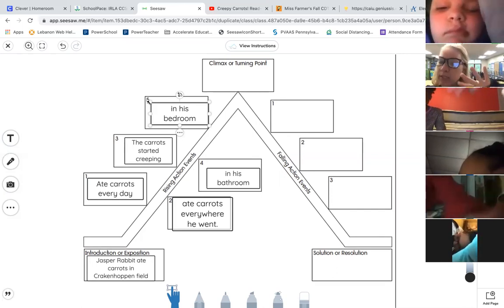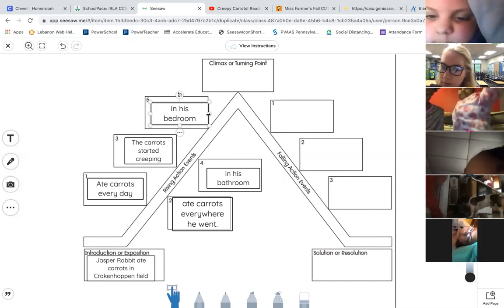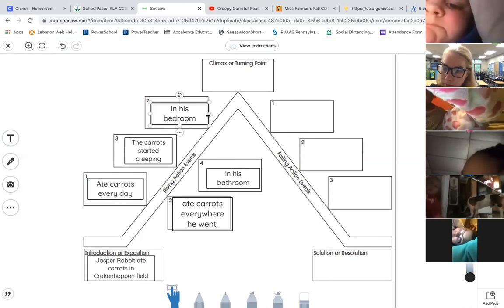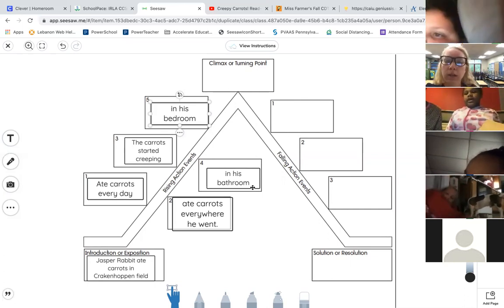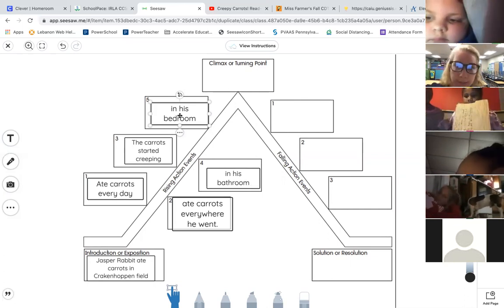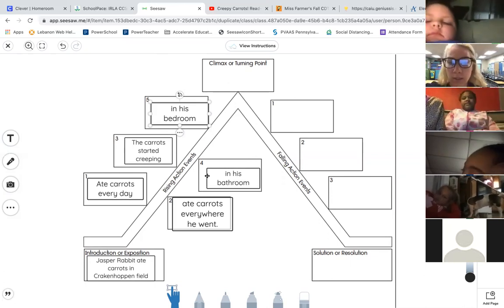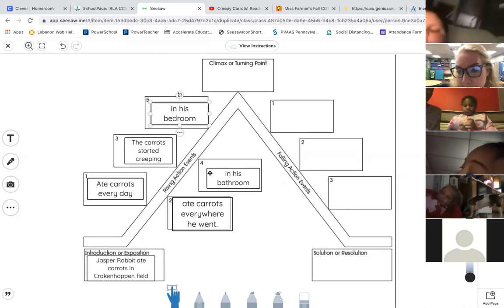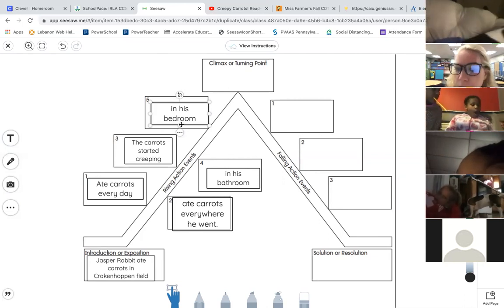But we put two places, and I think that's enough because did we fill up the rising action? Yeah. He was also in the shed. So if you wanted to put in the house and outside, instead of the bedroom and the bathroom, that's fine. These don't have to be exactly the same. But we do want to make sure that they started creeping and they were creeping a lot.